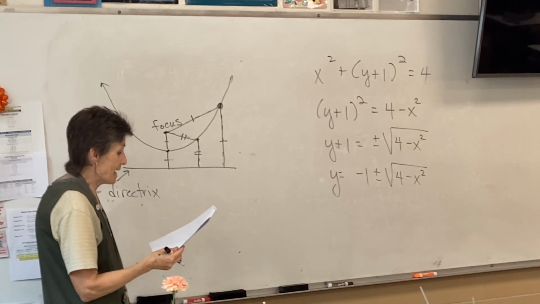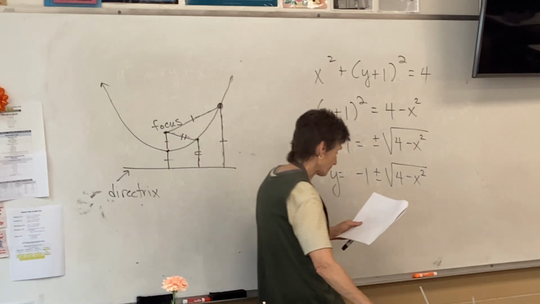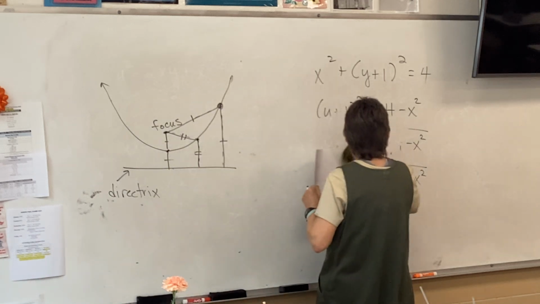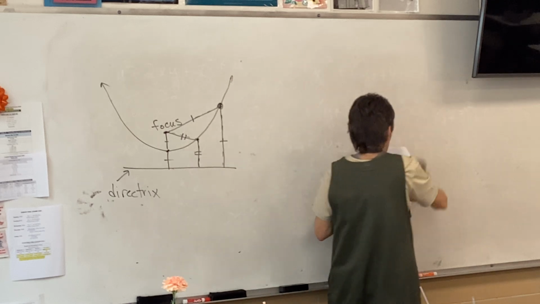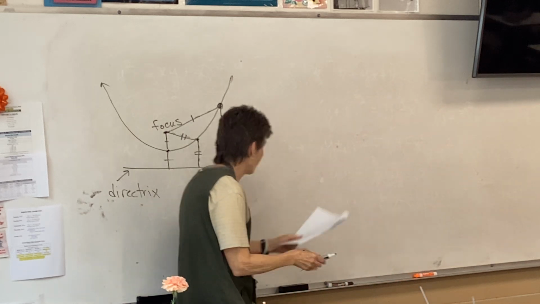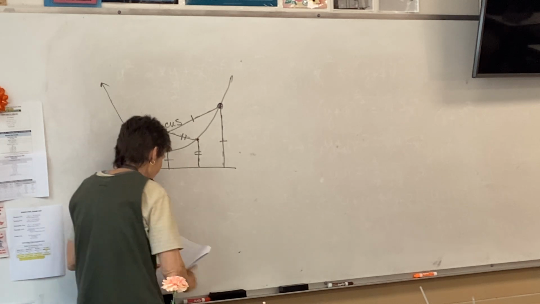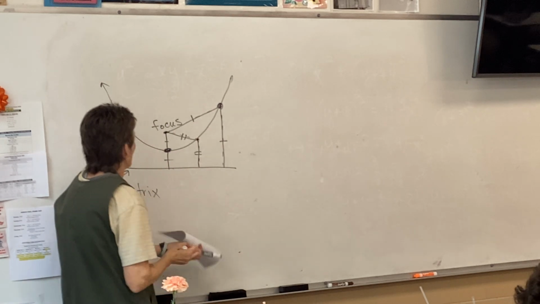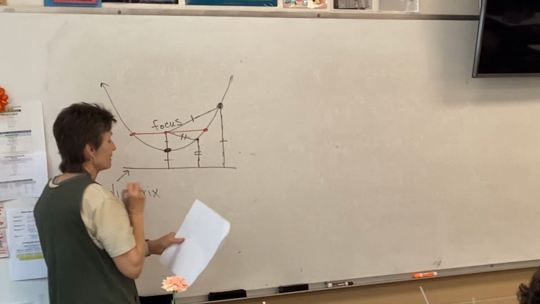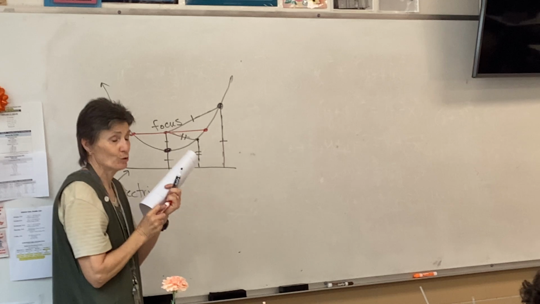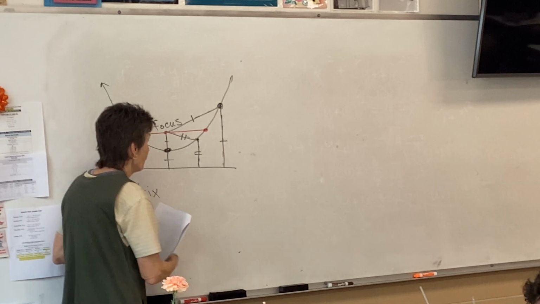Okay, now let's look at equation number 1 and talk about its focus, directrix, vertex, and focal width. This point's called the vertex, you know that already. And this is called the focal width. The width of the parabola through the focus is called the focal width.